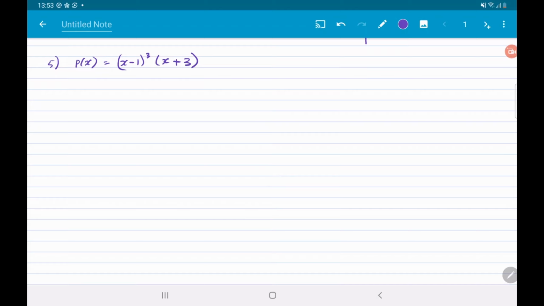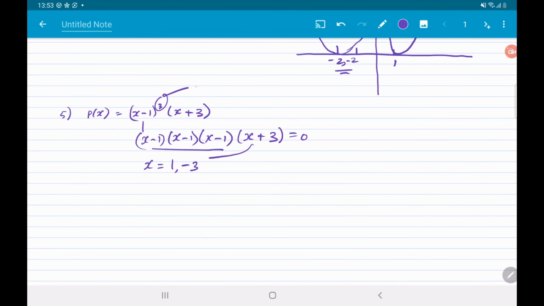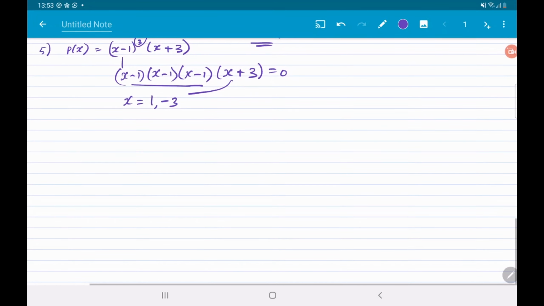Example 5. Now we have a triple root, so (x - 1)(x - 1)(x - 1)(x + 3). Let that equal 0, and we can get our x-intercepts. So x would equal 1 from this triple root and minus 3 from this root here. Now, because this is an odd power, we will cut the axis. It won't bounce, it will cut the axis at 1.